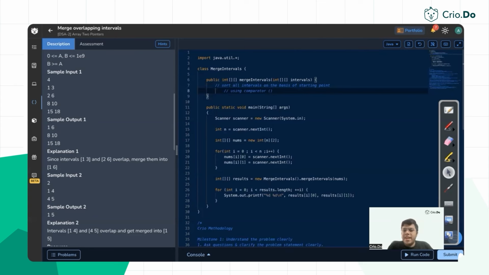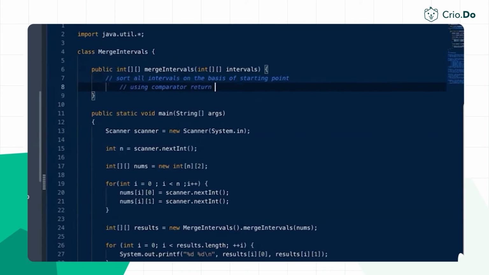So using a comparator, how can we compare? We have to compare using the starting value. In a given array, there are 2 values: the 0th index has the starting point, the first index has the ending point. We need to sort on the starting points, which means the 0th index. So the comparator will compare both intervals using the starting point. Since we need increasing order, return the current interval's or first interval's starting point minus the second interval's starting point. This is also known as this minus other. This is what we have to apply in the comparator's logic.